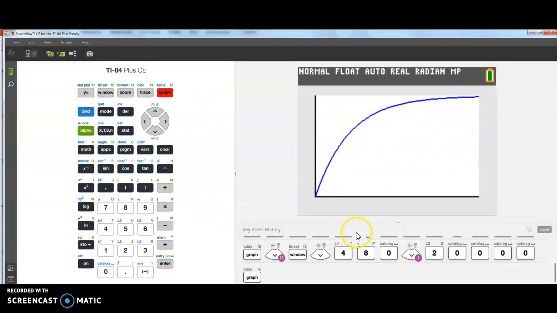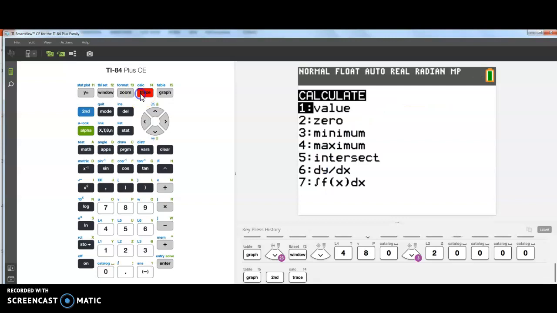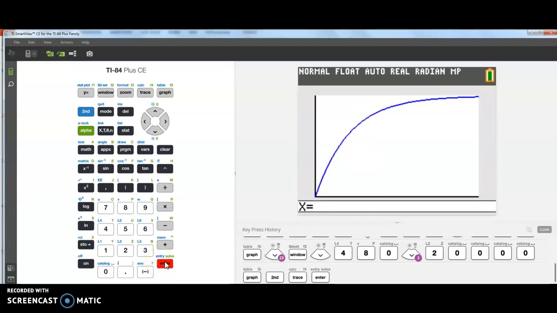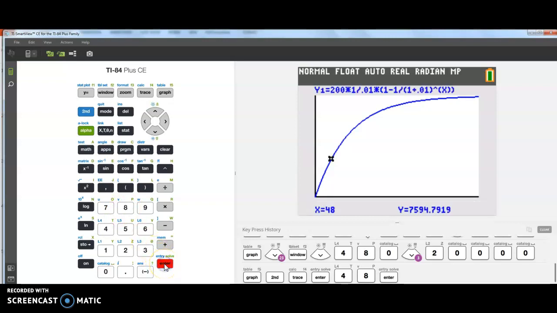So on my calculator, we have lots of things that our calculator will calculate based on this formula, and I see the calculate right here above the trace button. So I use my second to get there, calculate, and I want it to calculate a value. So I hit enter for option 1, and I want to know what about when x is 48 withdrawals. So I type 48, hit enter, and it tells me I would need to invest $7,594.79.